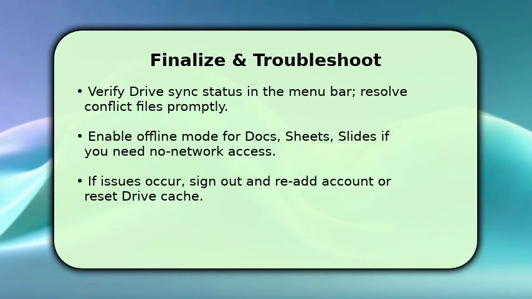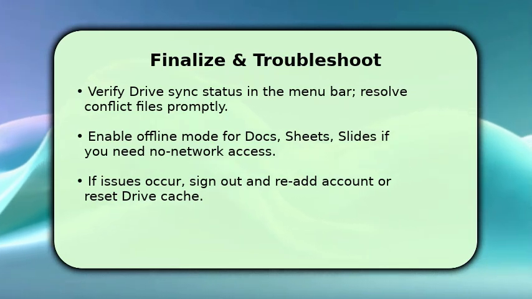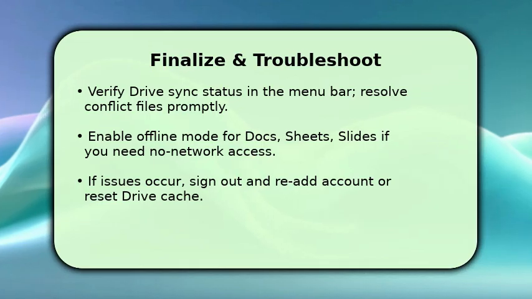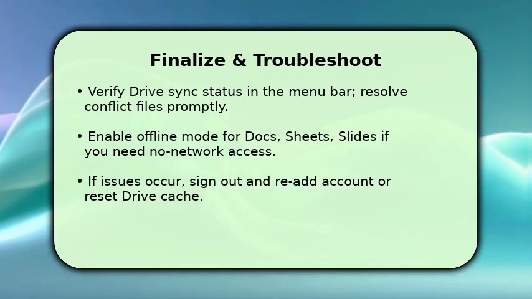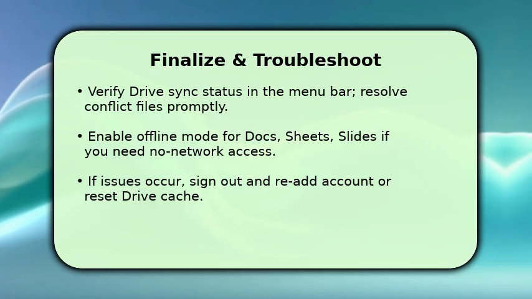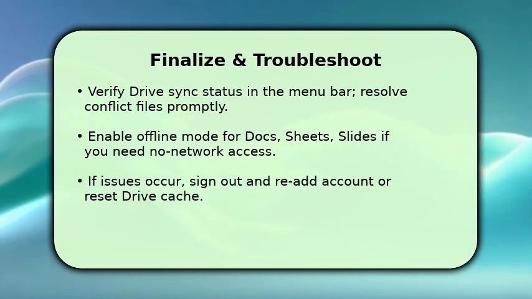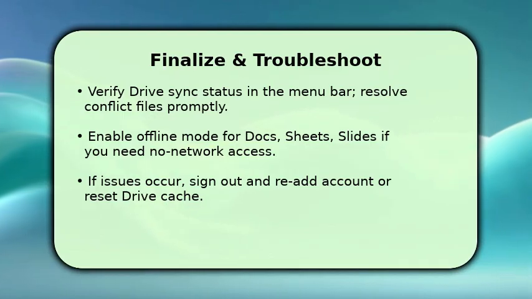You finish by confirming everything syncs and functions. Check the Drive icon in the menu bar to confirm up-to-date or see specific file errors. Address conflicts by renaming or choosing versions. Enable offline access in Docs, Sheets, and Slides for continued productivity without internet.